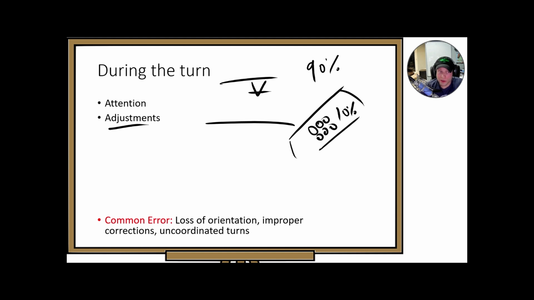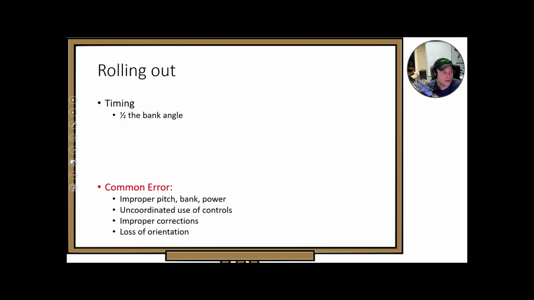Some common errors during the turn include loss of orientation, getting lost in the sauce. Never a good thing. Always be ahead of the aircraft. Improper corrections, yanking hard on the yoke, trying to regain your altitude and then spiraling in. Or uncoordinated turns. Oh man, that's a big one. You want to be coordinated at all times. So those are your common errors. Make sure to cover for them.